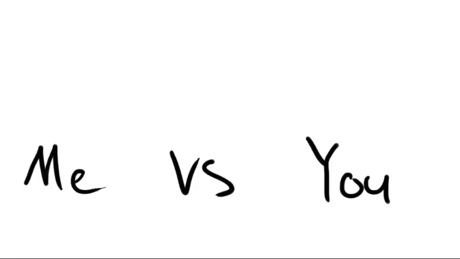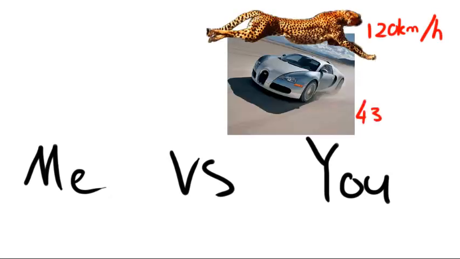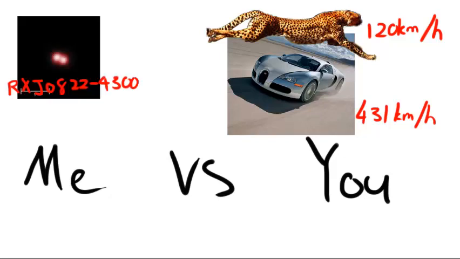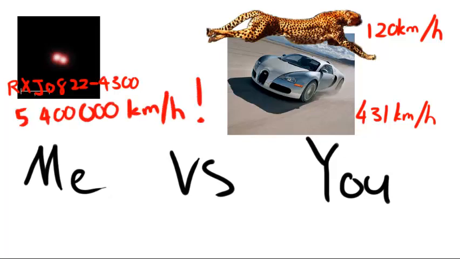Between you and me, let's see who can pick the fastest moving thing. Well, what do you choose? Cheetah? Bugatti Veyron? Sorry, but you are out of luck because I choose RXJ08224300. This baby is a star that travels 5.4 million km per hour. It is also known as the Cosmic Cannonball.